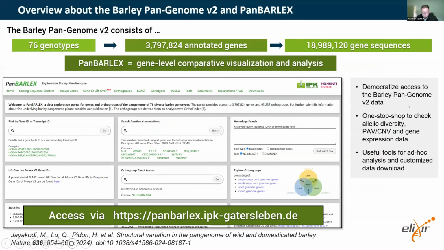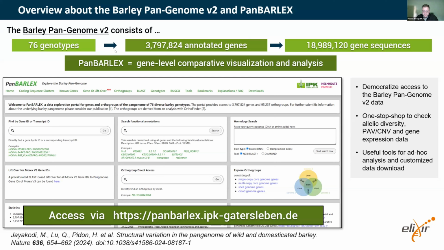To get this, I have a little problem with this bar here of Zoom. Okay, yeah. So the barley pangenome consists of 76 genotypes, and all of those genotypes are annotated with genes, which leads to roughly 3.8 million genes. And for all these genes, we have five sequences: protein sequence, coding sequences, transcripts, etc. And this leads to a number of roughly 19 million gene sequences.